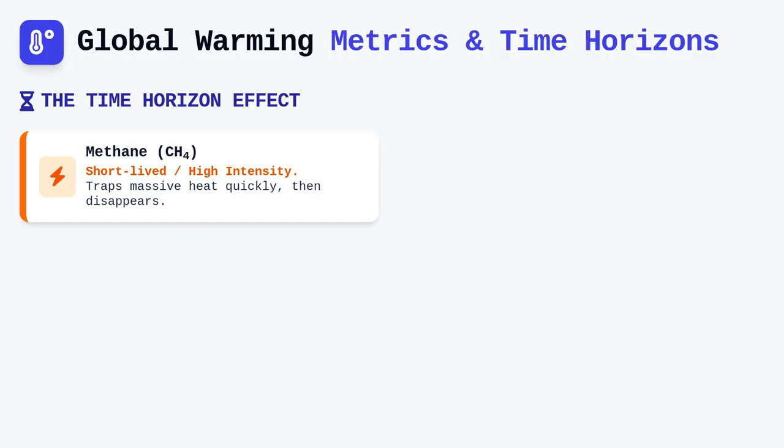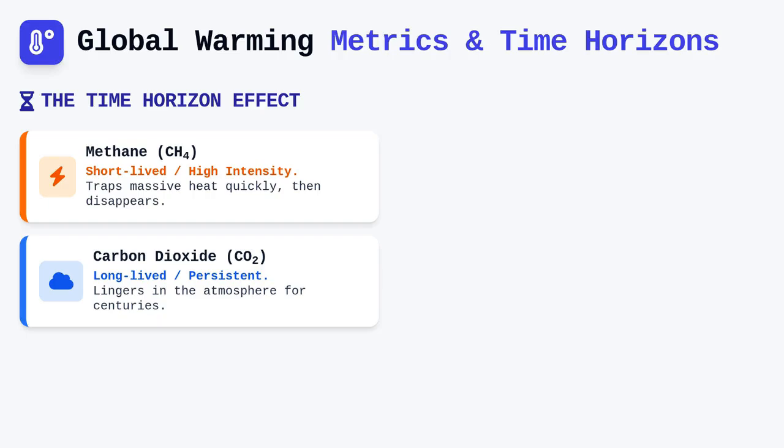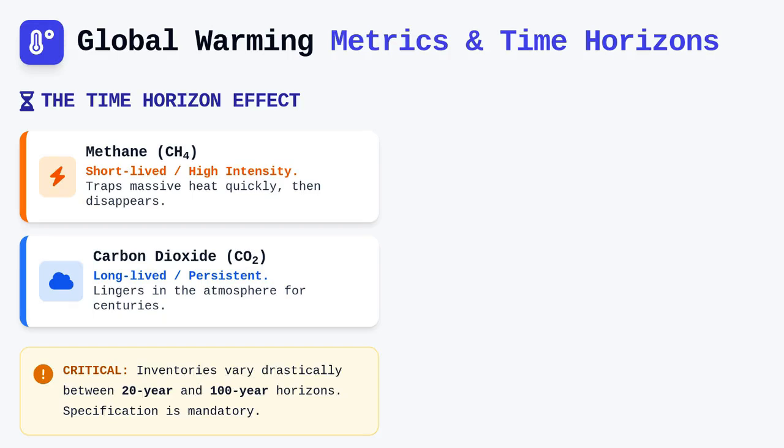A gas like methane has a much higher GWP over 20 years than it does over 100 years because it is relatively short-lived. It traps a massive amount of heat quickly but disappears, whereas CO2 lingers for centuries. Practitioners must be diligent in specifying which time horizon is being used, as reported emissions inventories can look drastically different depending on the baseline selected.